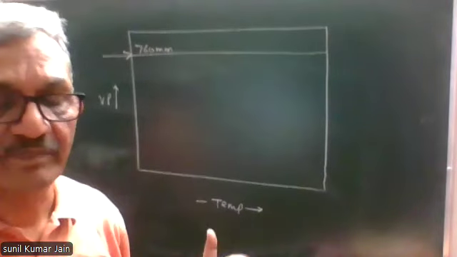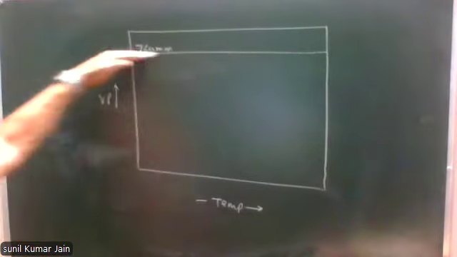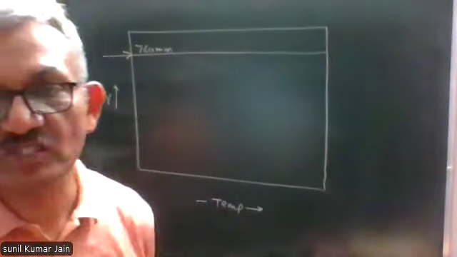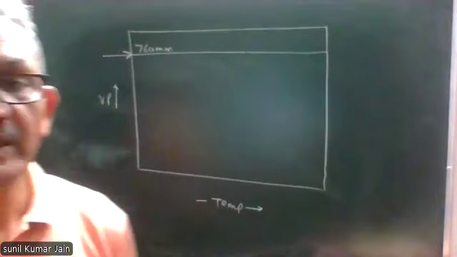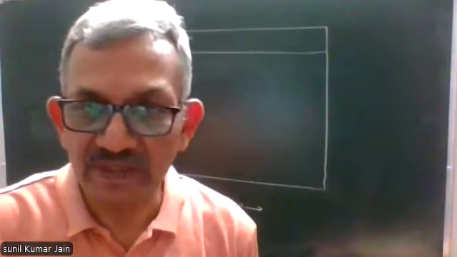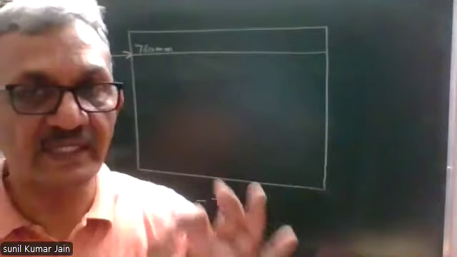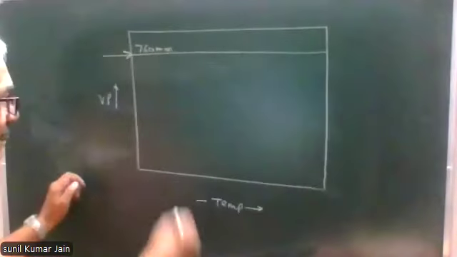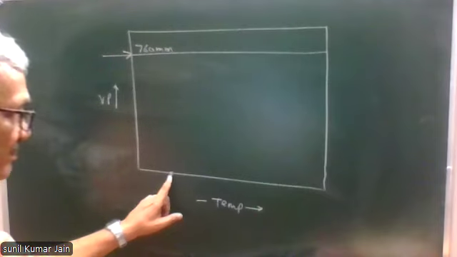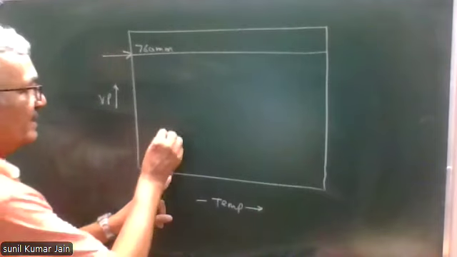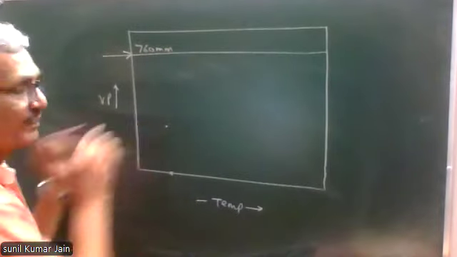Along y-axis is vapor pressure, along x-axis is temperature, and this is atmospheric pressure, that is 760 millimeters. So when vapor pressure becomes equal to 760, the substance will start boiling. Please understand and draw. Let us say we have a pure solvent at this temperature, and let us say its vapor pressure is this much, represented by this point.